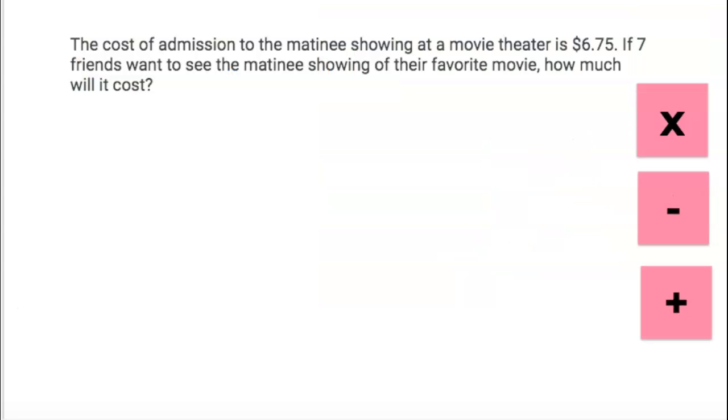The cost of admission to the matinee show at a movie theater is $6.75.